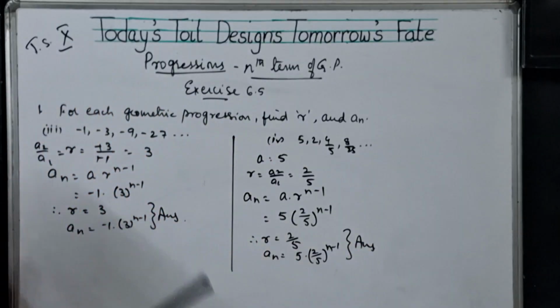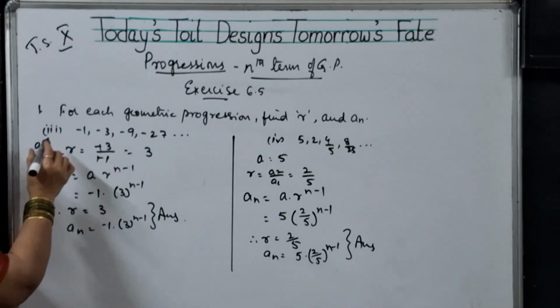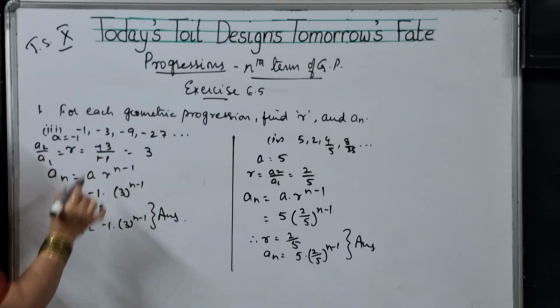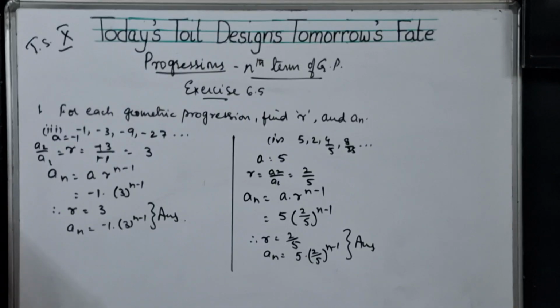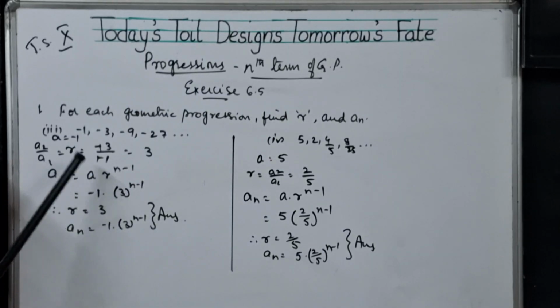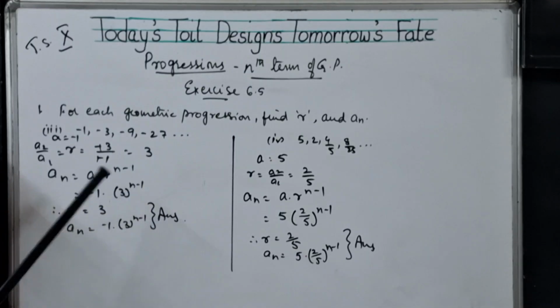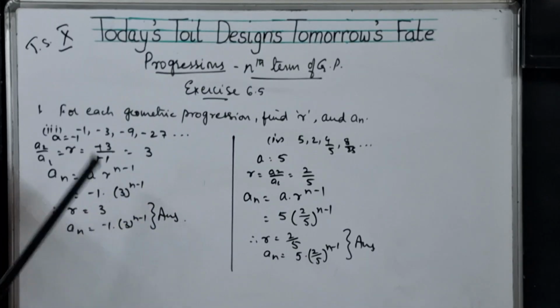So let us consider the first one. Here they have given a as minus 1. First term is minus 1. So a2 by a1 is r, that is minus 3 by minus 1, that is 3. An is a r to the power of n minus 1. So a is minus 1 into 3 to the power of n minus 1. So this is the nth term and this is r.